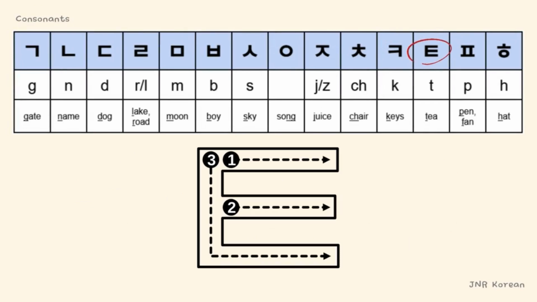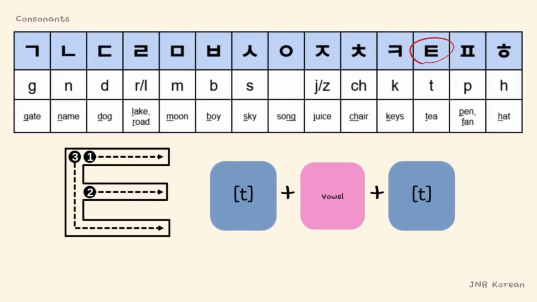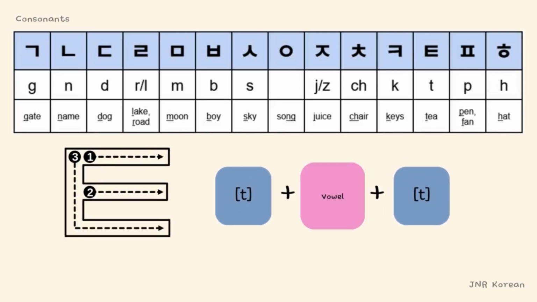The next consonant is 티읕. As you can see, 티읕 looks similar to 디귿. To draw 티읕, draw two lines from left to right, then write 니은 at the starting point of the first line. 티읕 is always pronounced as 트, whether an initial or final consonant.